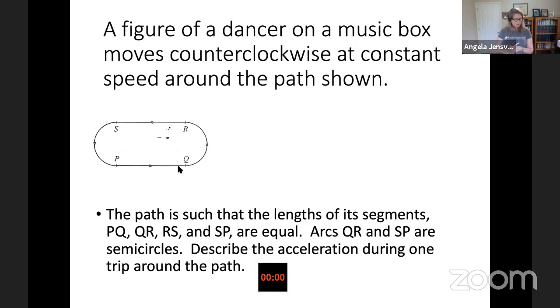Okay. I really like this question. It's an old AP question. It's a dancer on a music box. The path lengths are equal, so the length of PQ and QR are the same. QR and SP are semicircles. Describe the acceleration. You know what we should do? We should type this. Let's practice for the exam. You're going to be able to type your exam if you want. So why don't we do it?